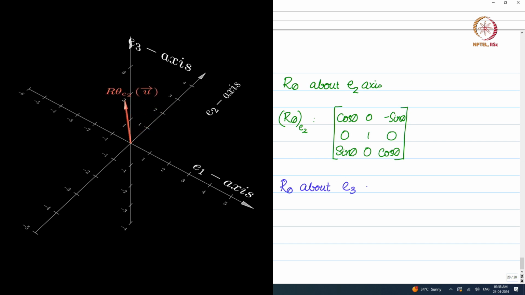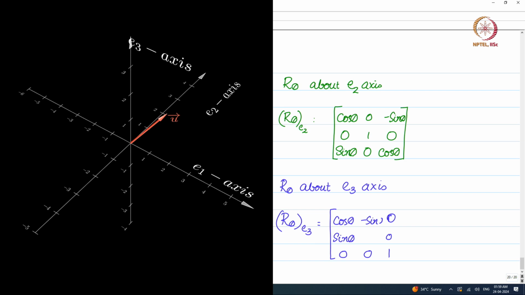Now, we can easily figure out the rotation about the E3 axis. When I say R theta about the E1 axis, E2 axis, E3 axis, it simply means rotation about the three reference axes that you have. So, R theta about the E3 axis is given by the following. The third component is fixed in this case, so I am going to have 0 0 1, and this row and that column are fixed. Now, I am going to rotate in the x1 x2 plane. So, this is going to be cos theta, sin theta, minus sin theta, cos theta. Is that clear? This is not something new to us.